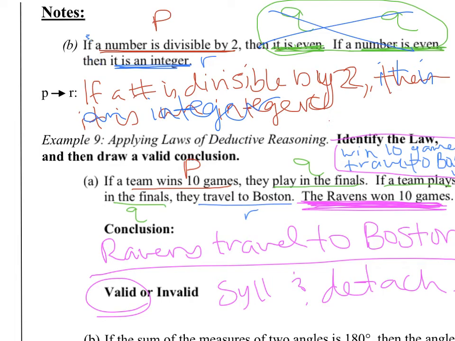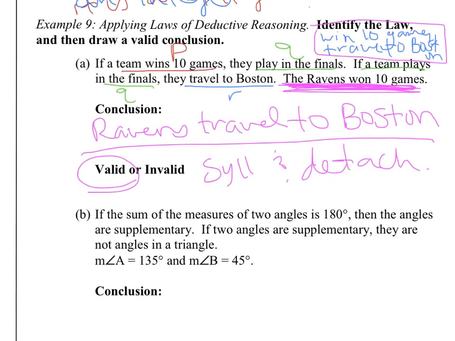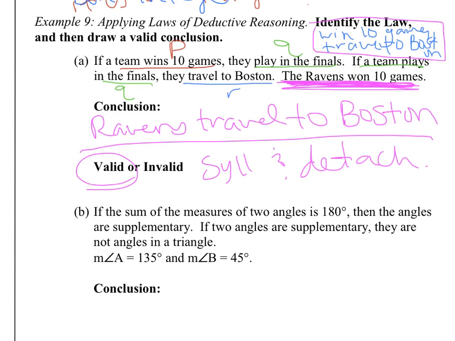Okay, so for this last example here, we're actually going to put the law of syllogism and detachment together into one big example. All right, so here we go. If a team wins 10 games, that would be our P, then they play in the finals. That's our Q. If a team plays in the finals, that's Q again. I already talked about Q. Then they will travel to Boston. So that will be R.